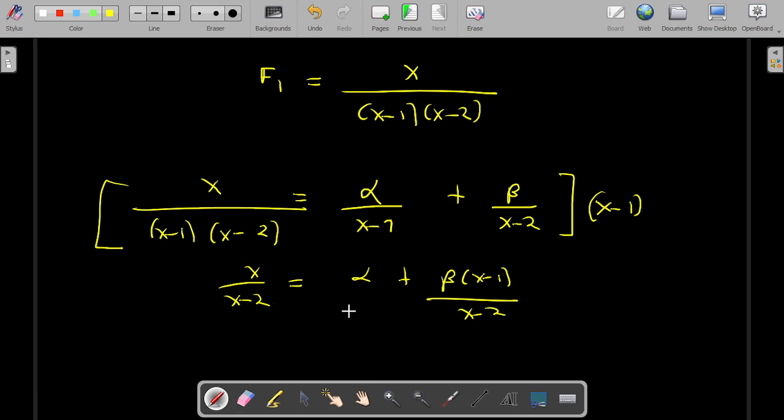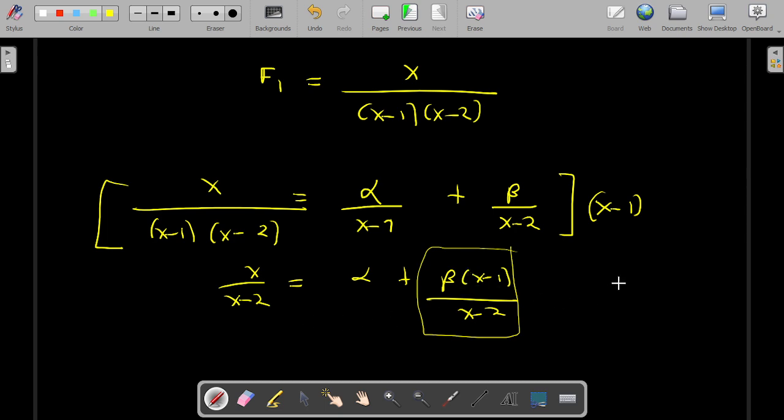Now, to compute alpha, we're going to choose a value of x such that this part goes to 0. So what value of x is that going to be? If we take 2, for example, the numerator is going to be 0, and we have 0 over a numerator that is non-zero, and that is going to be a problem. So we want to try to avoid that situation.